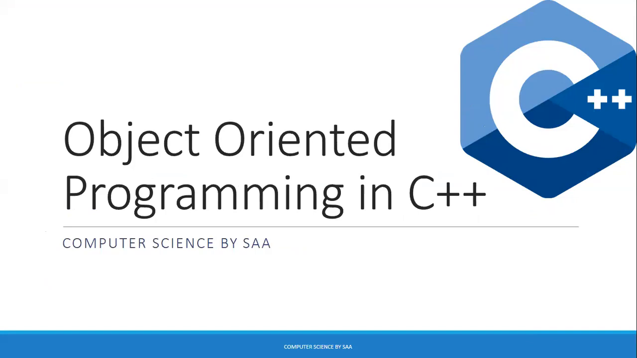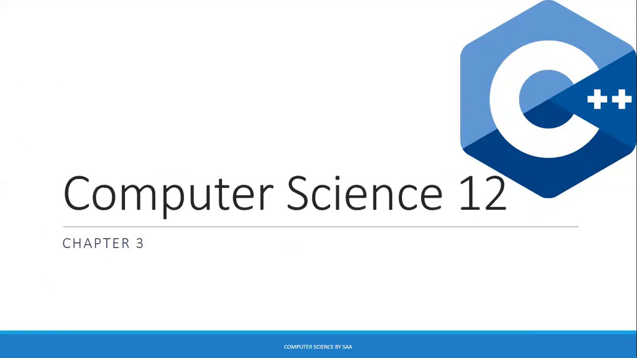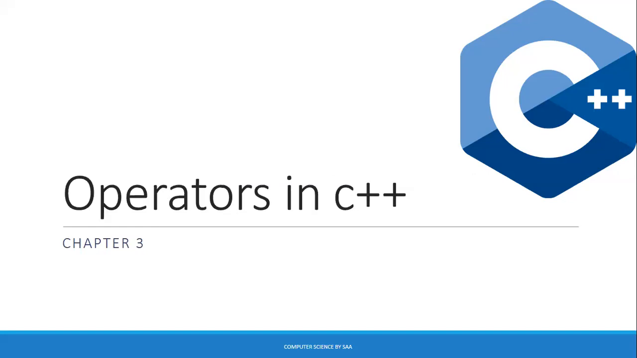We have been studying chapter number 3, which is about object-oriented programming in C++. Up till now, we have covered some basic concepts about C++ from this chapter. In today's lecture, we are going to cover the last topic, which is about operators in C++. In today's discussion, we will go through the definition of operators and its different types.